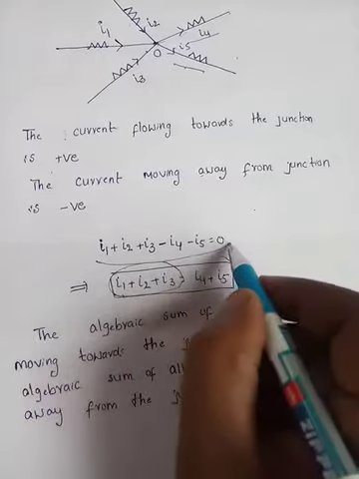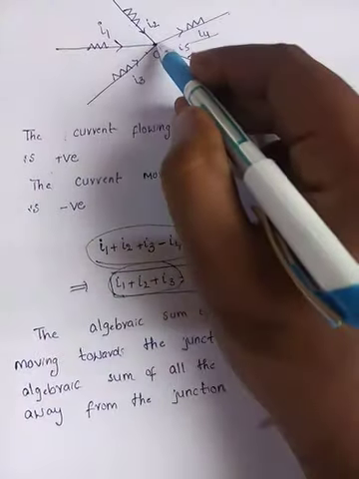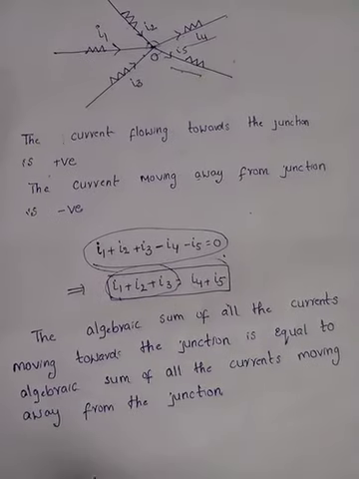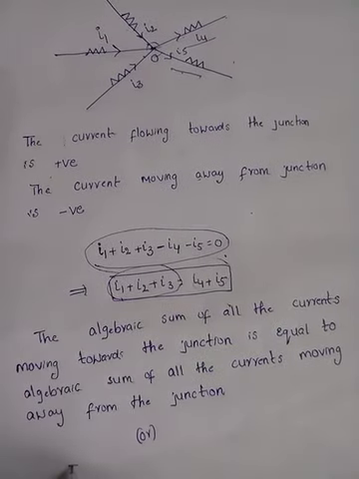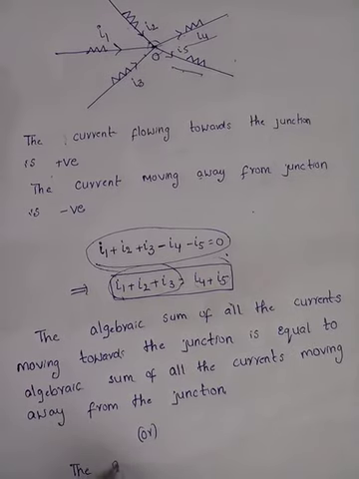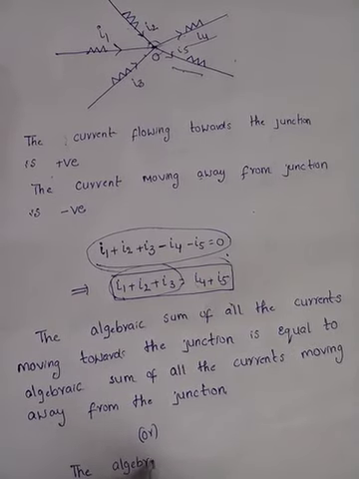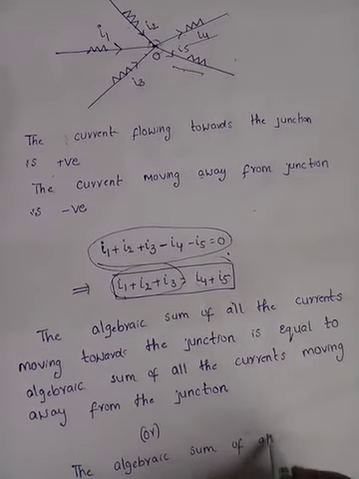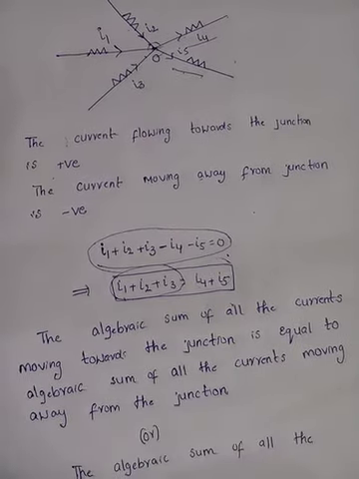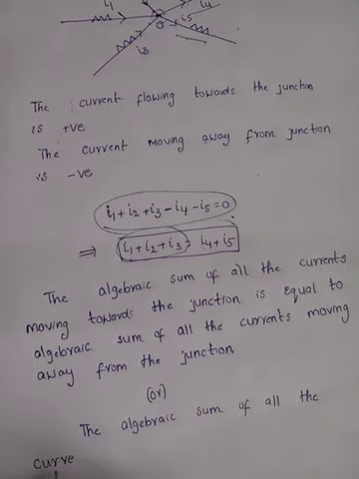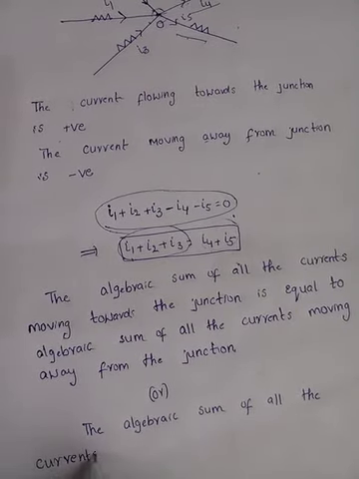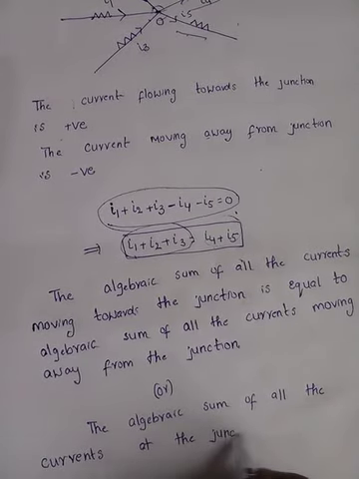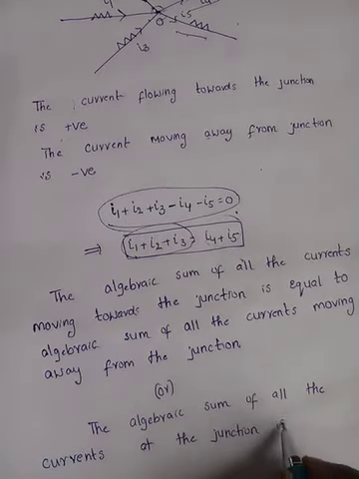Now this can also be written as: the algebraic sum of all the currents at the junction is equal to 0. That's it. The algebraic sum of all the currents at the junction is 0.